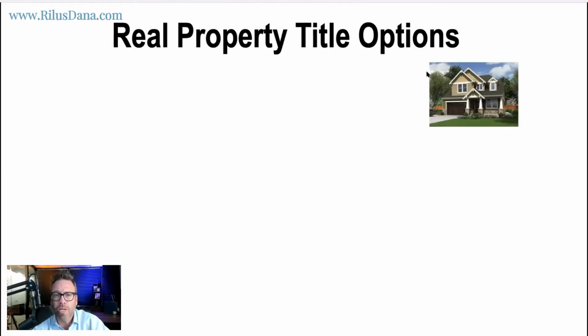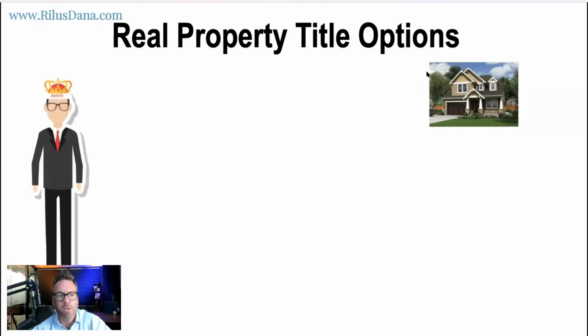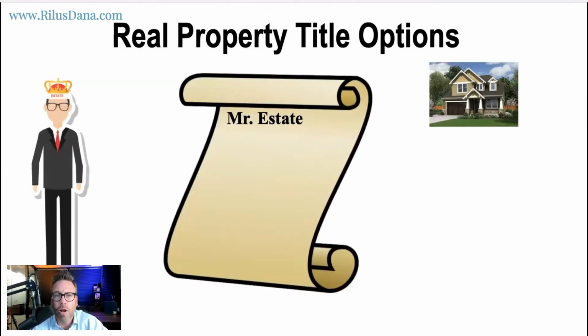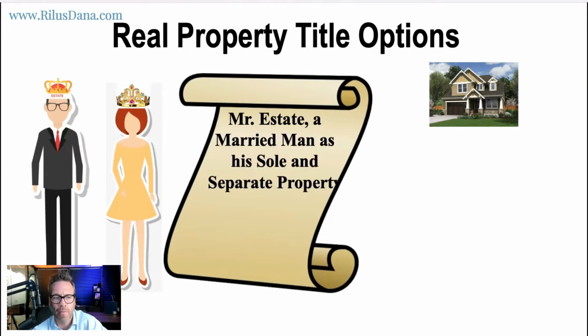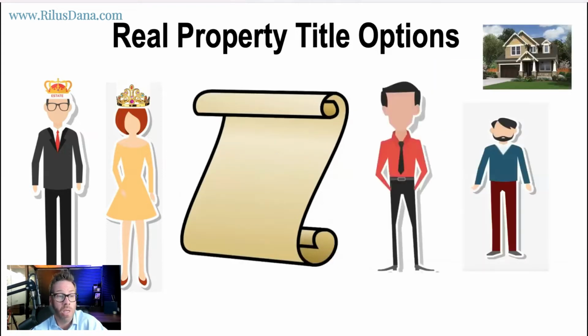All right, real property title options. Let's start there. So if one person owns a property, it's pretty simple. The title is going to be in their name. Now, if that person is married in a state like Arizona, California, or a community property state, we need to clarify if that property is their separate property or if it's a community property, which is the default. I've had other videos about community property. We're not going to get into that today.